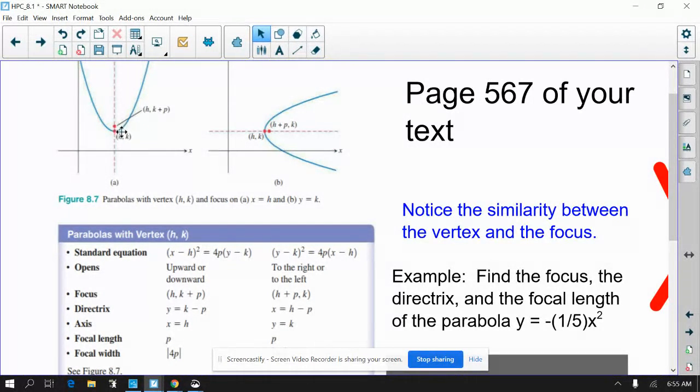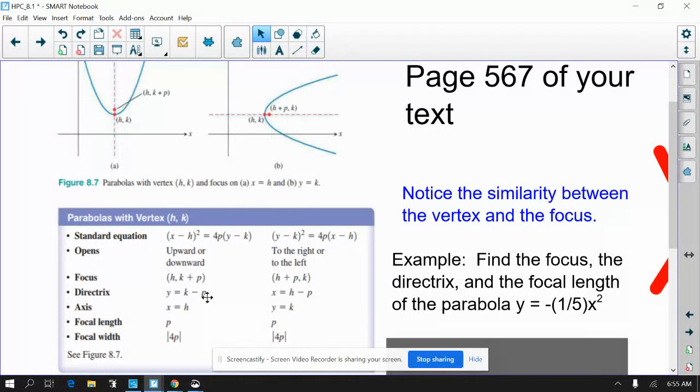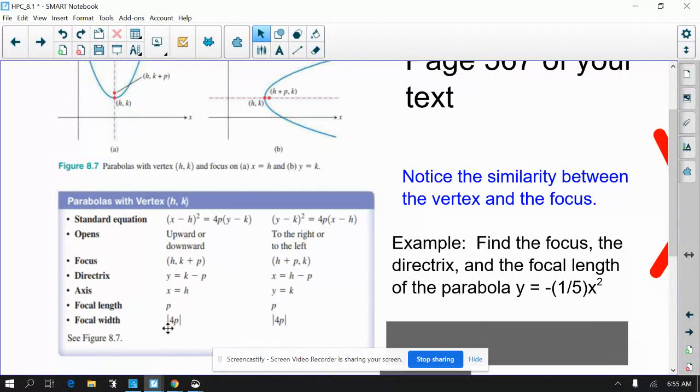How do you get to the focus? Also, it tells you the focal length, because the distance between the vertex and the focus is just P away, and that's the focal length. The focal width is, we're told, 4 times P. So if I want to find the focal width, I just need to know what P is and then multiply it by 4, and that's the focal width. Same for facing left and right.